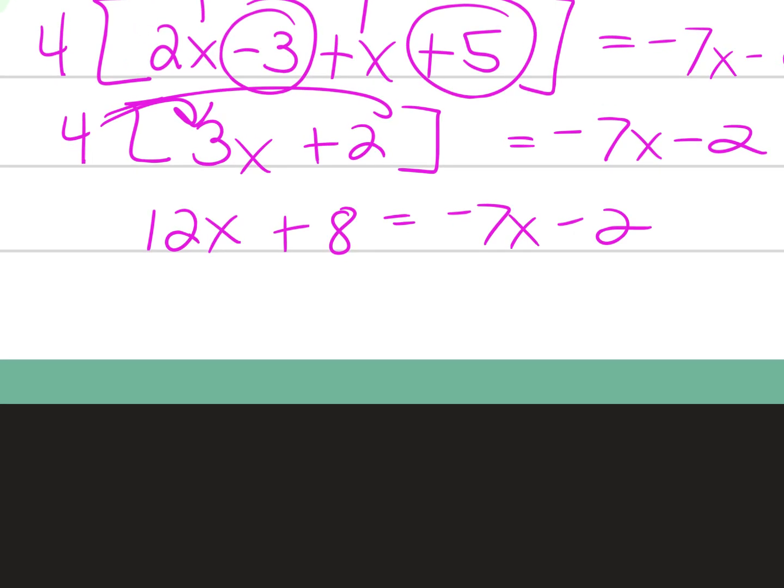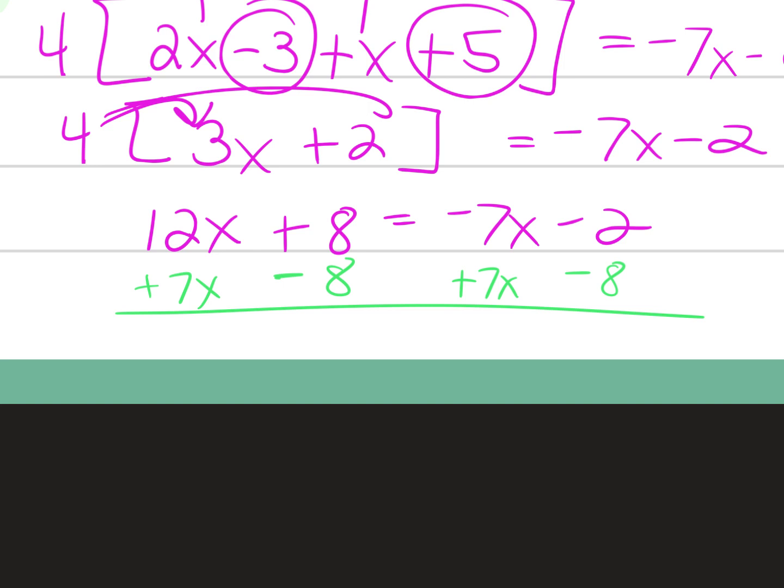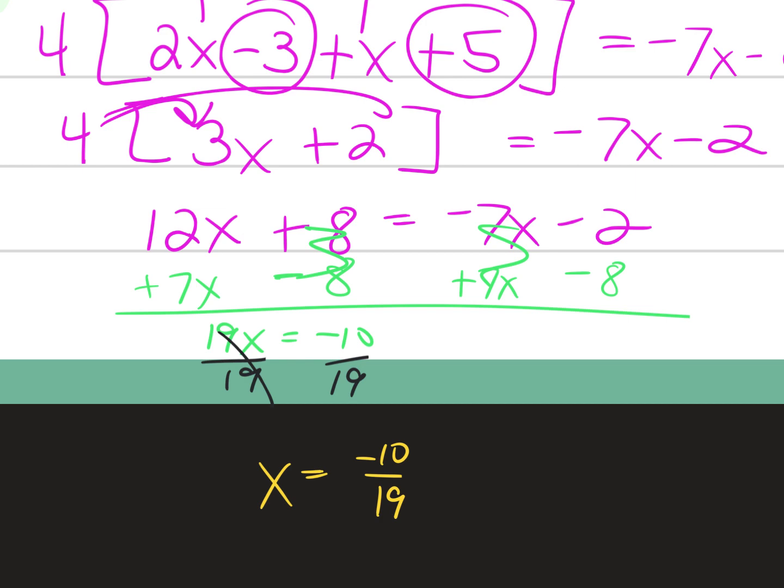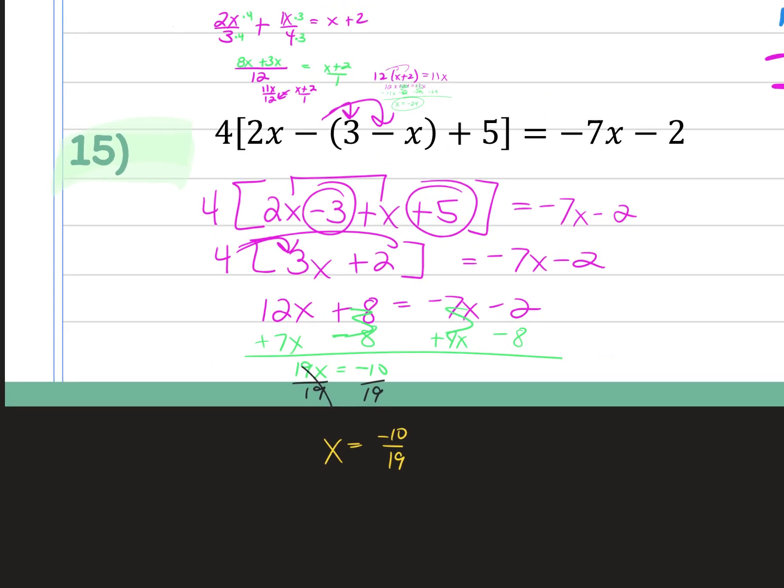I'm going to add 7x to both sides. And I'm going to subtract 8 from both sides. You guys agree? Okay, 12x and 7x is 19x equals what? Negative 10. This looks weird. And then what do I do to both sides? Divide by 19. So I came out with x equals negative 10 over 19. How do we feel about that? You're just like, whatever. Let's go with it.